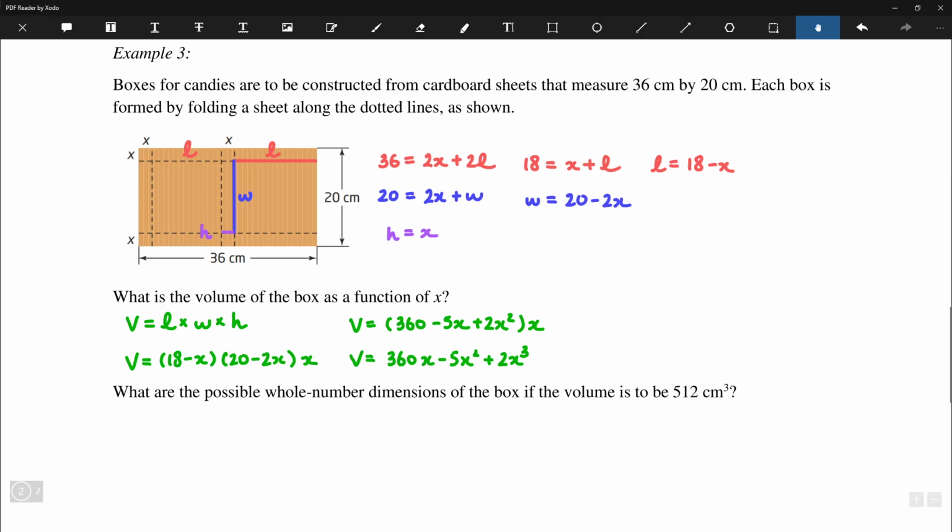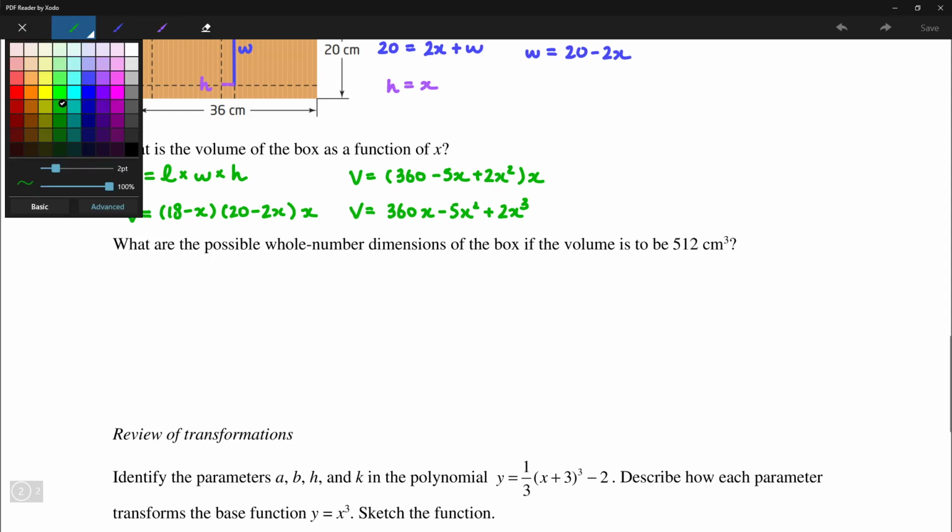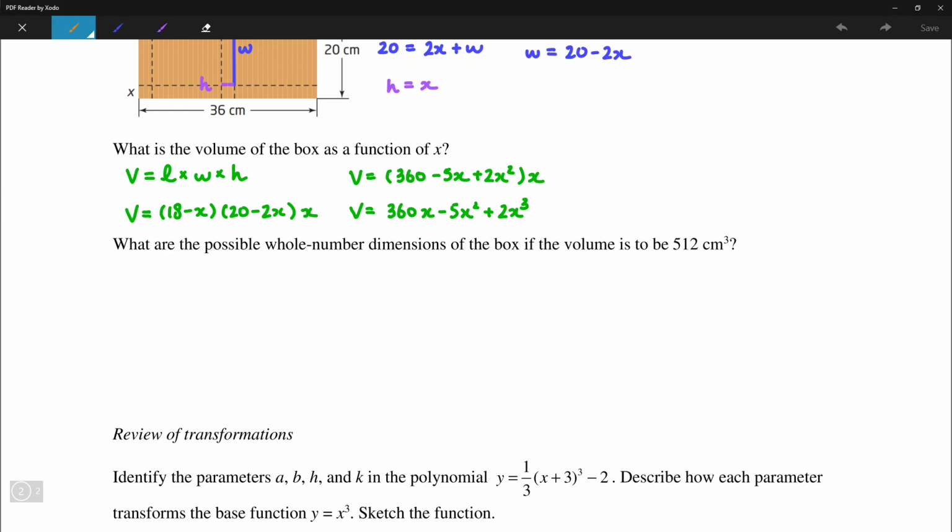All right. The next part asks what are the possible whole number dimensions of the box if the volume is 512. So essentially what it's asking is to solve the equation if we let V equal 512. So 512 is equal to, let's rearrange terms slightly. We have 2x cubed minus 5x squared plus 360x. So this will be equal to 0, if we move the 512 to the right-hand side, which we'll do in this next step.